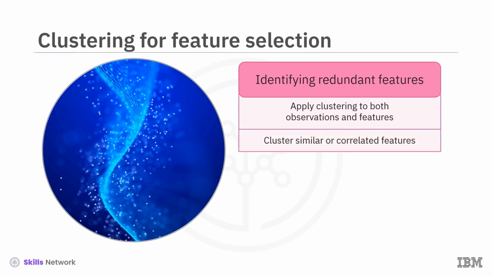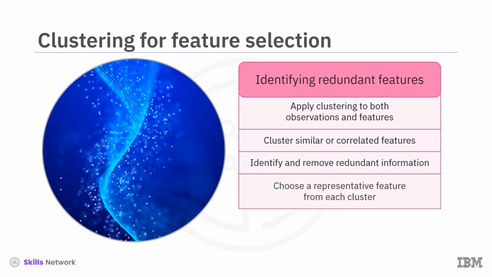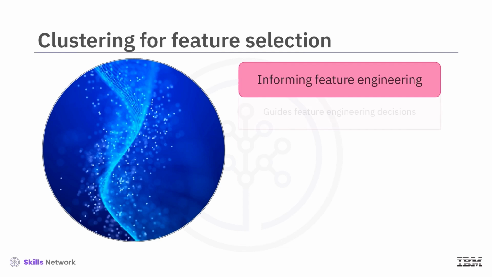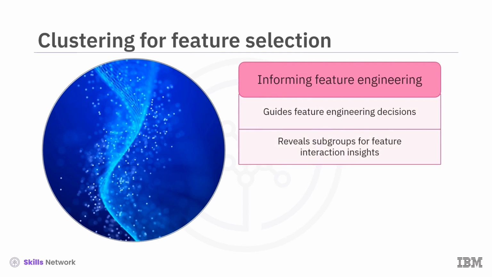By clustering similar or correlated features, you can identify sets that provide redundant information. This enables feature selection by choosing a representative feature from each cluster, reducing the total number of features while preserving valuable information. Clustering can help with feature engineering decisions. For instance, if clusters indicate distinct subgroups in data, specific interactions between features or certain transformations could benefit predictive modeling.